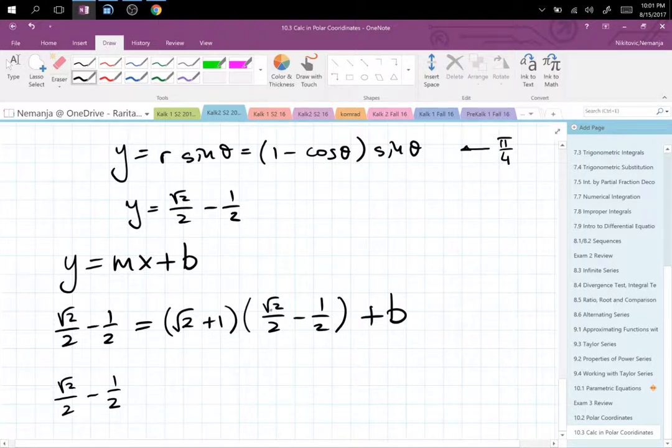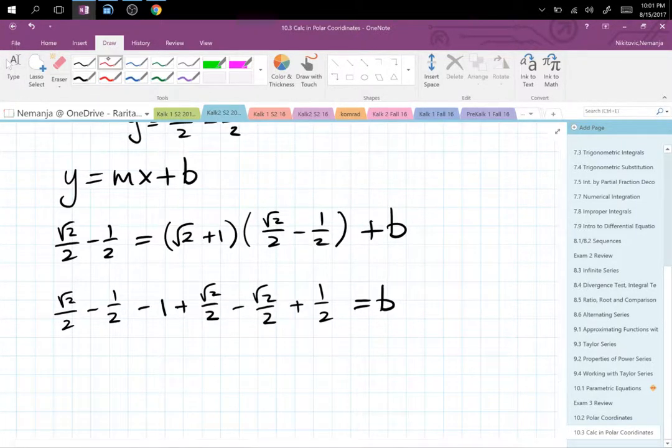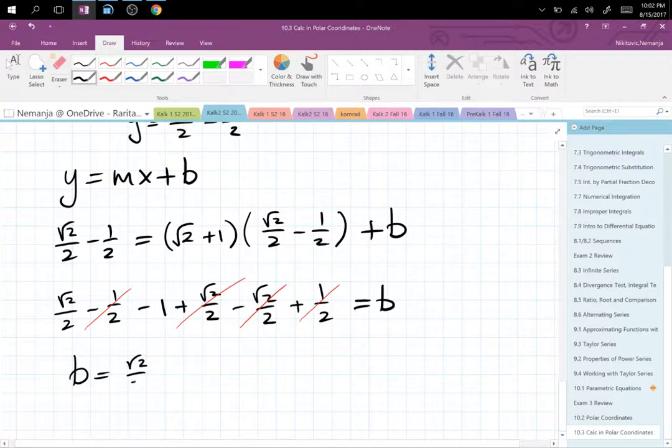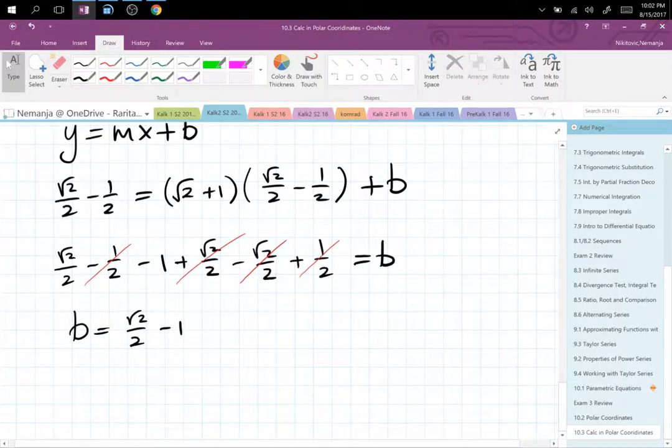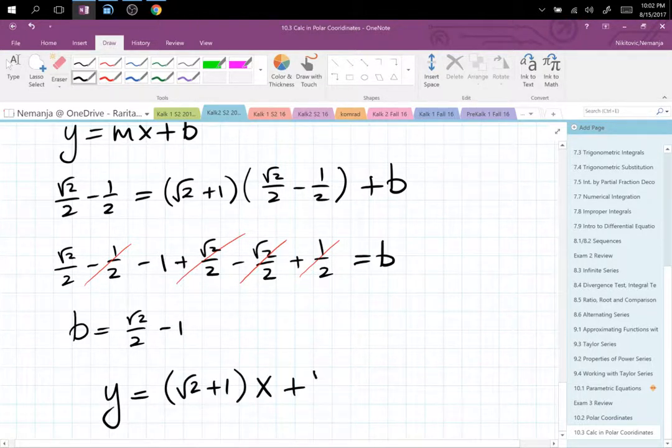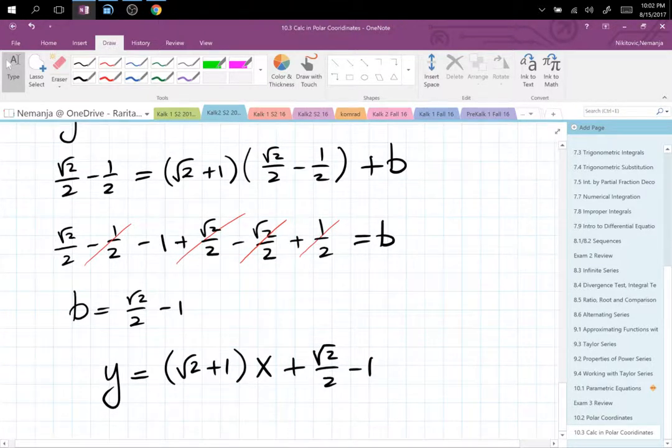So root 2 times root 2 is root 4, which is 2. So that's going to be 2 over 2, which is 1, so negative 1. Plus root 2 over 2 minus root 2 over 2, and plus 1/2. All of that is b. Half and half dies, this and this dies. B is root 2 over 2 minus 1, I hope. Tangent line. There we go.